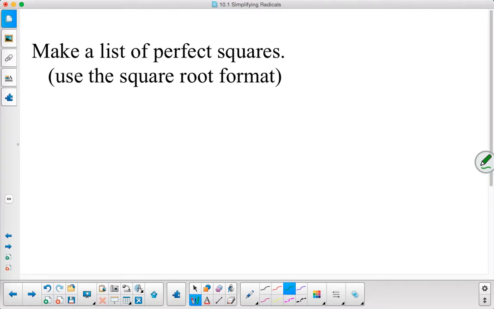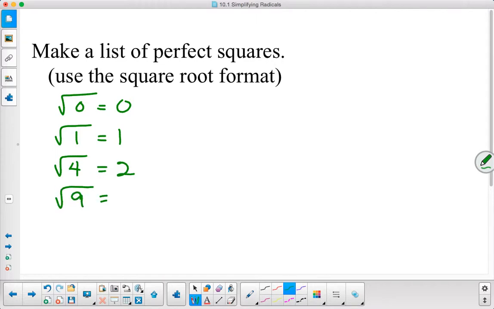Then we made a list of perfect squares. We went like square root of 0, 0, square root of 1 is 1, square root of the next one would be 4, 9, 16, and so on. You can make a list probably up to 15 as your answers.